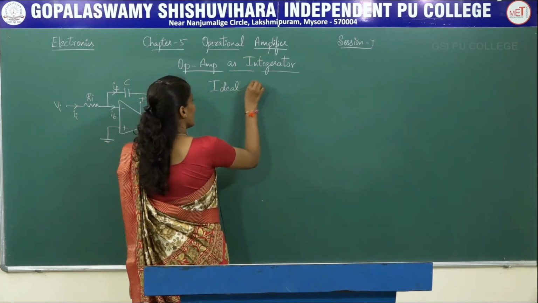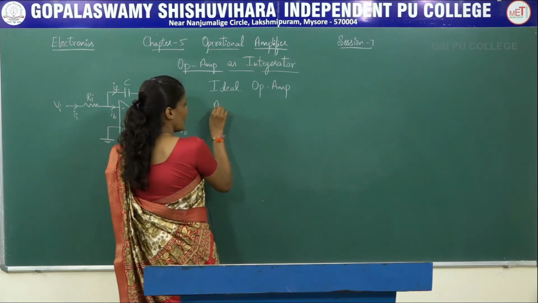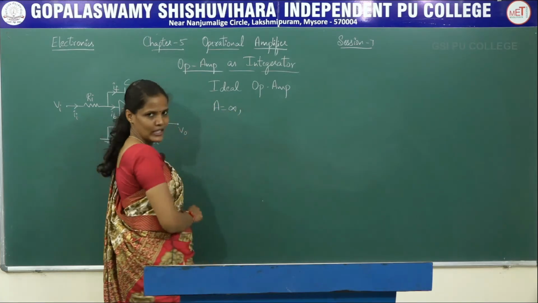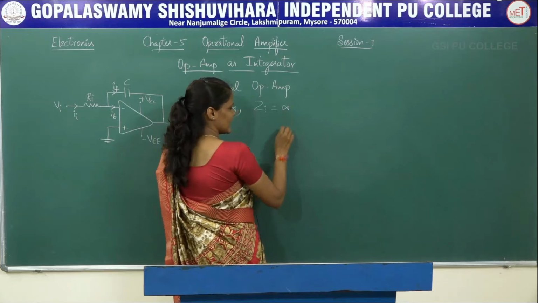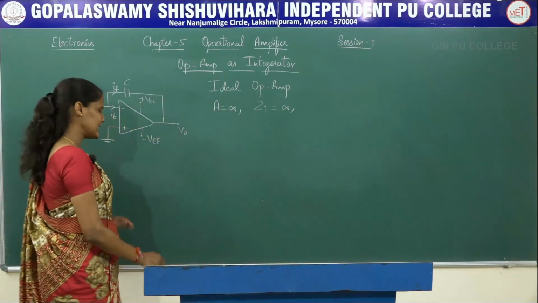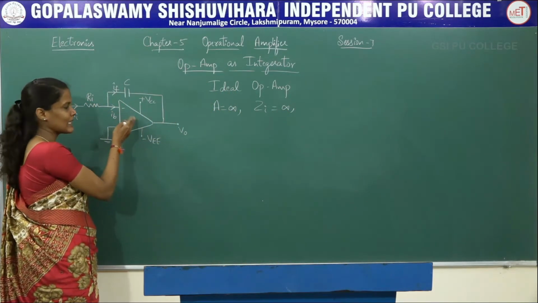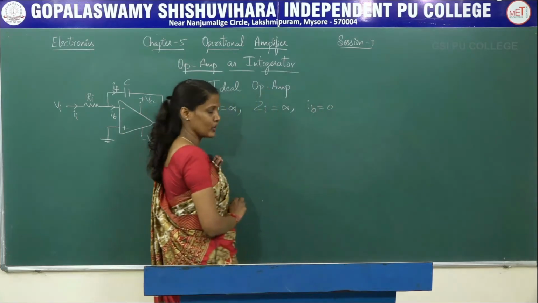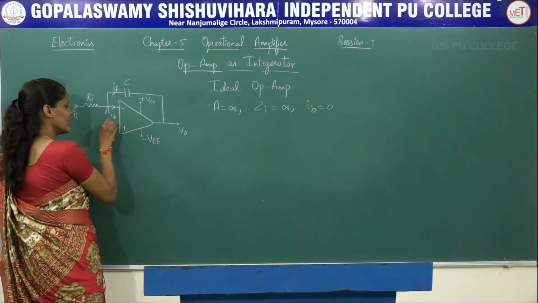For an ideal op-amp, as usual, open loop gain is equal to infinity and the input impedance Zi is equal to infinity. Since Zi is infinity, the current which is entering the operational amplifier will be equal to 0. So IB is the current which is trying to enter the operational amplifier. So IB will be equal to 0. Let us call this point A and this point B.